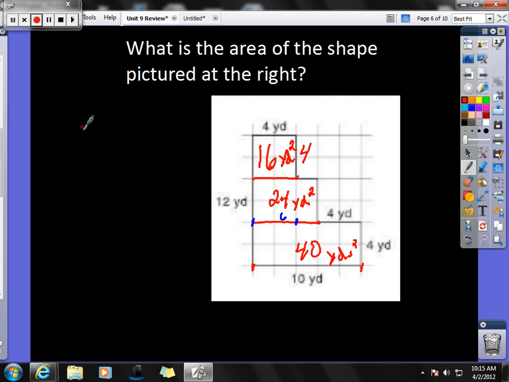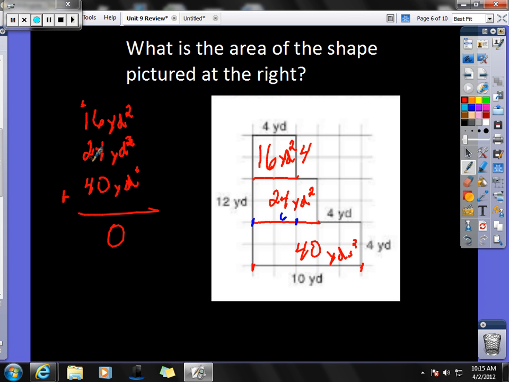Now all I've got to do is just add them all up. So I have, let's see, 16 square yards plus 24 square yards plus 40 square yards equals, I want to add all those up. 6 and 4 is 10, plus 0 is 10.